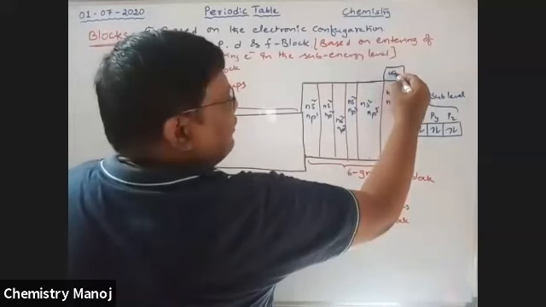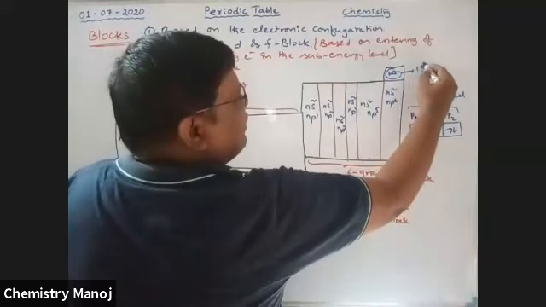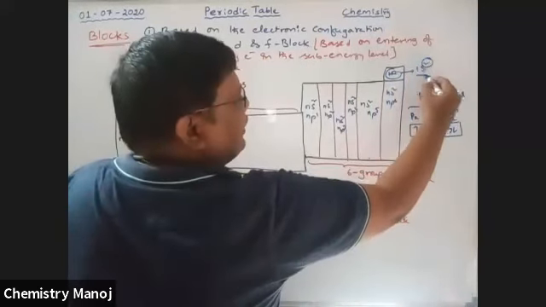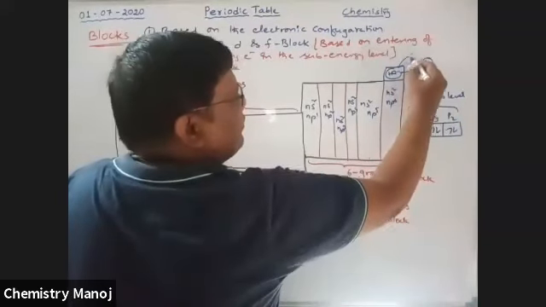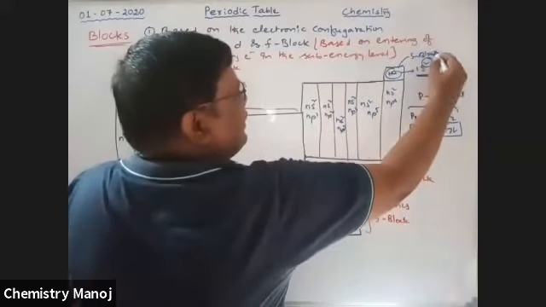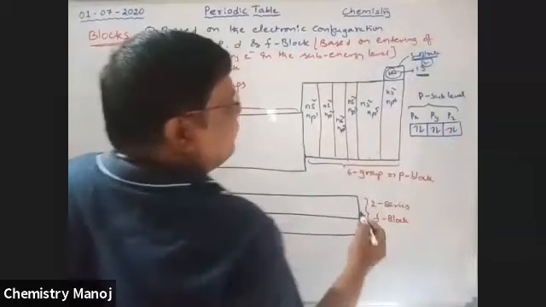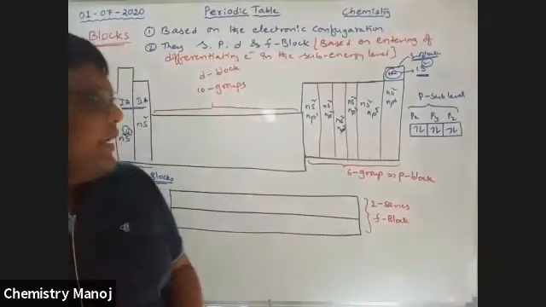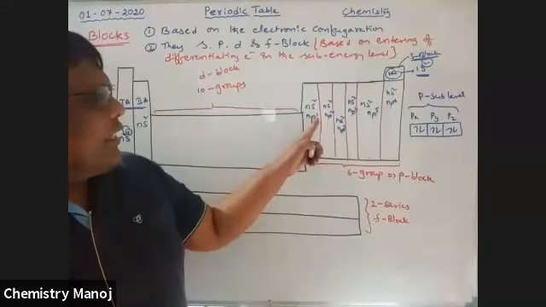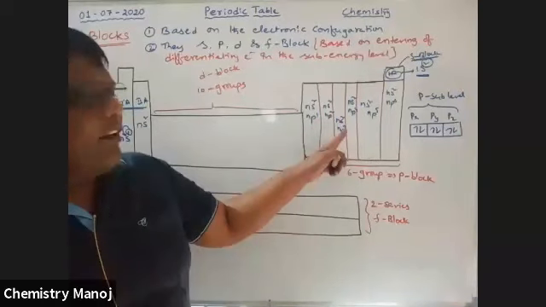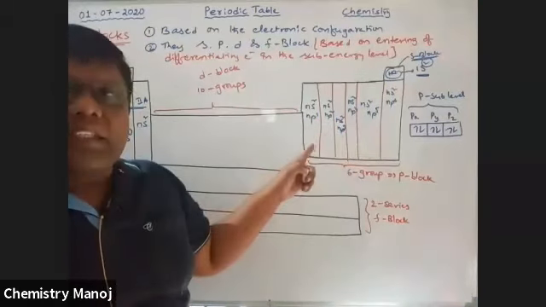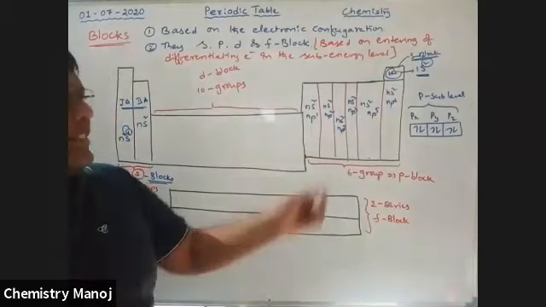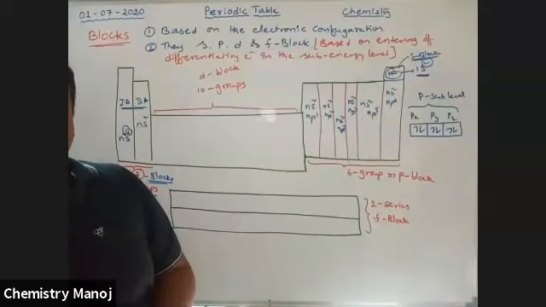Except helium. For helium, the configuration is 1s2. Because this electron entered into the s orbital, helium is an s block element. Even though it is present in the p block, it should be s block. That is the exception case. So see here, this is the differentiating electron. Here the second electron is the differentiating electron. Here the third electron is the differentiating electron. In every case, the differentiating electron entered into the p sub-energy level. That is called a p block element.